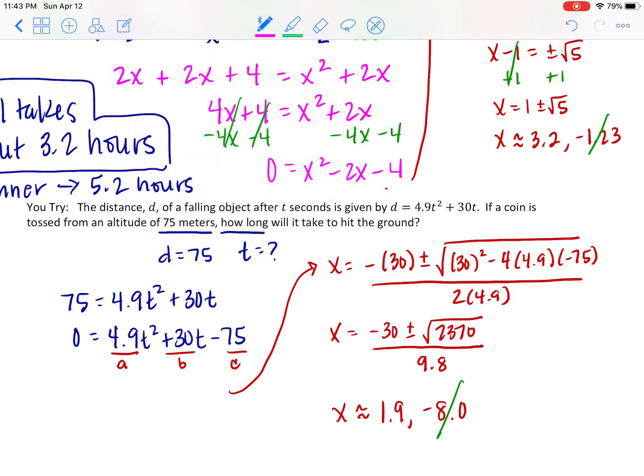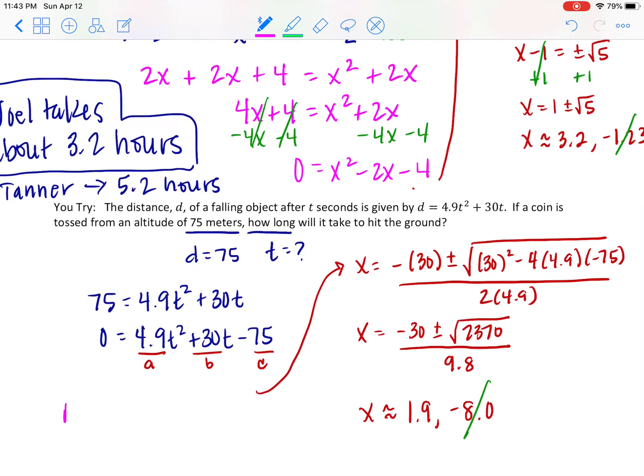It's going to take about 1.9 seconds for this object to travel all 75 meters from where it was to the ground. So about 1.9 seconds. All right, there it is.